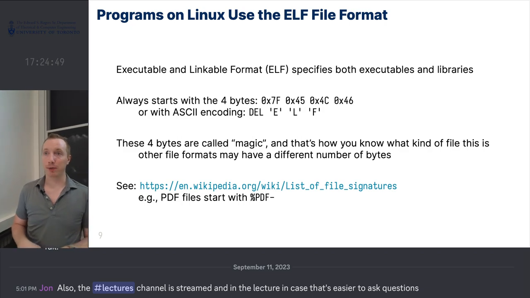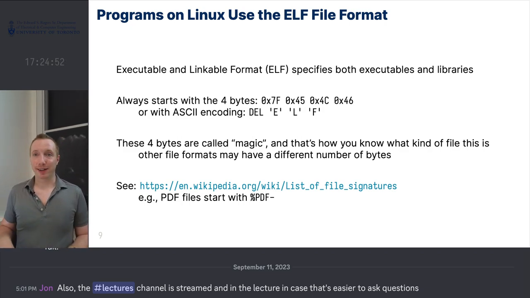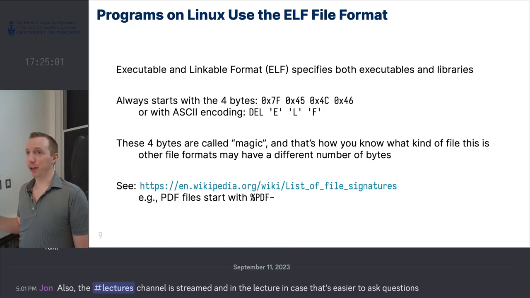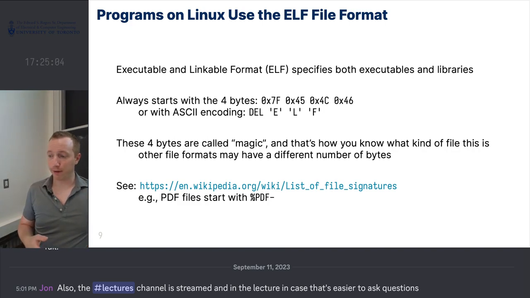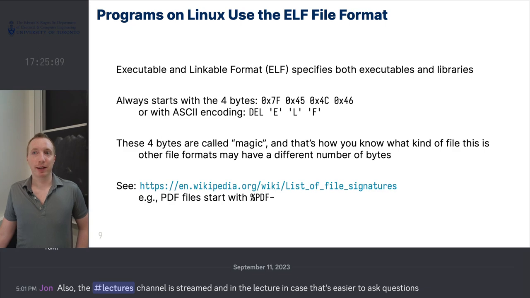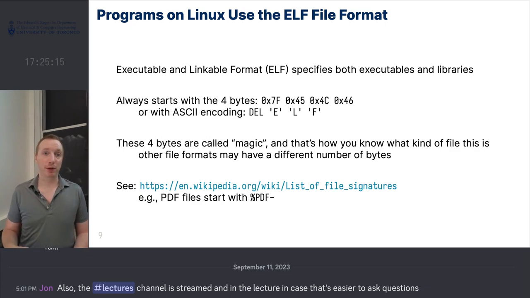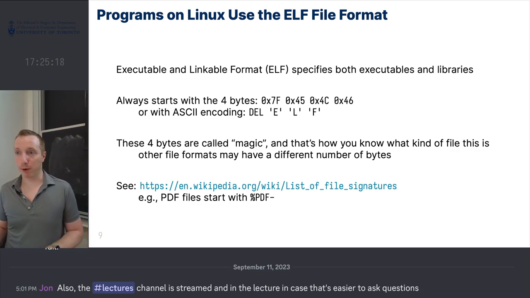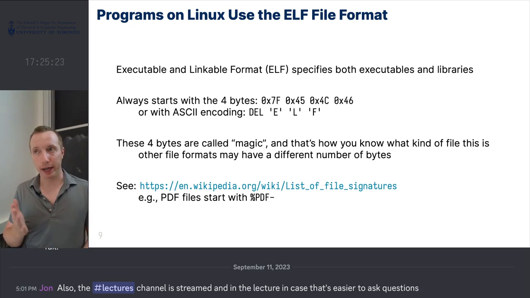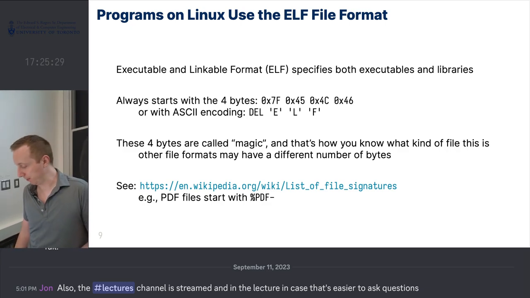It always starts with the 4 bytes we saw before. If you encode in ASCII, the first character represents a delete character, and then it's ELF, all in capitals. Those 4 bytes are literally called magic. It lets you know what kind of file this is. Other file formats just have other special numbers, and if you read them, then you know what type of file that's supposed to be, and you can try reading it. For example, if you read 4 bytes on any PDF, it'll start with a percent sign, PDF, and then a dash. Every PDF file on the planet will start like that, and that's how you know what a PDF file is.